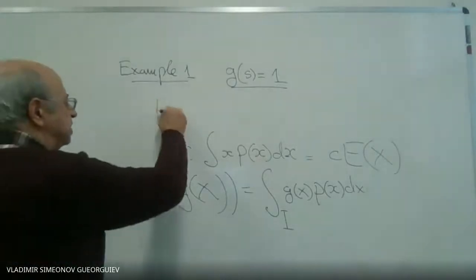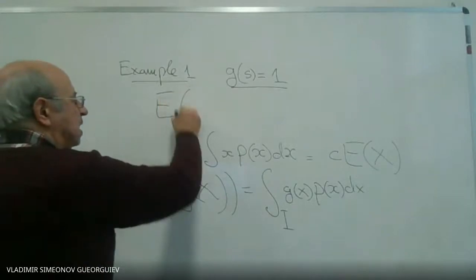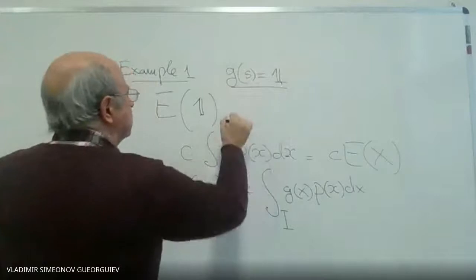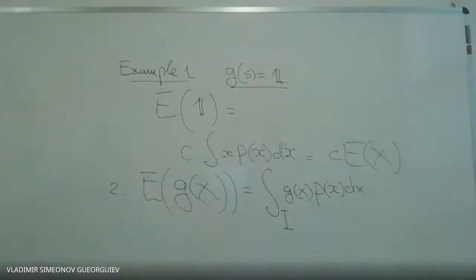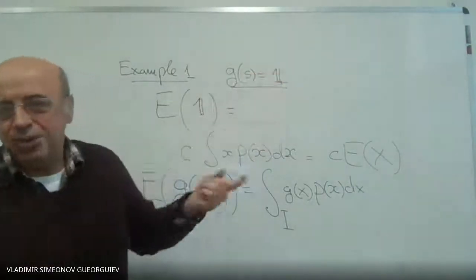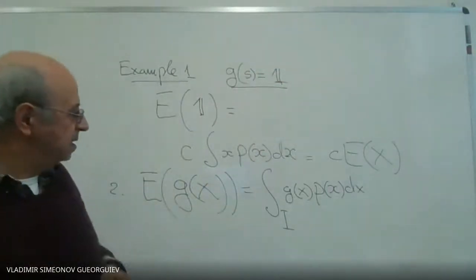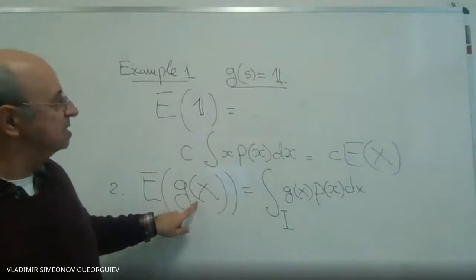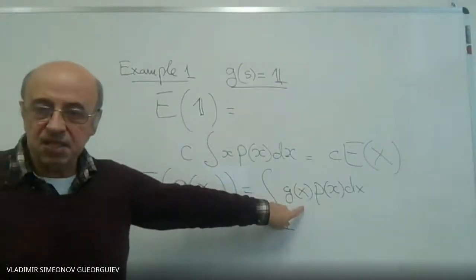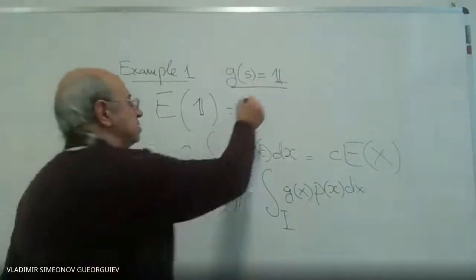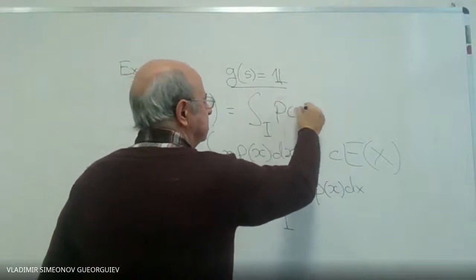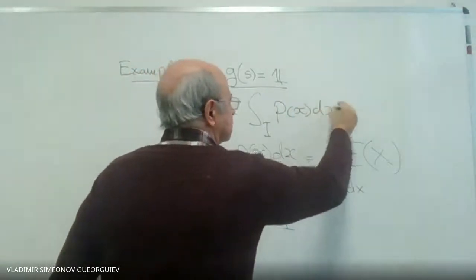So, the expectation of 1. How is this computed? Our function is like taking s to the power 0. S to the power 0 is, of course, 1. So if I take 1 here, I am obliged to take the density instead of 1. So this shall be the integral over I of p(x) dx.